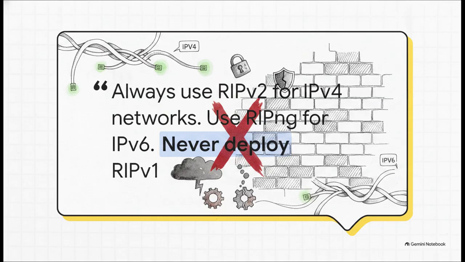Never deploy RIPv1 in any new environment. I mean, they do not mince words here. RIPv1 is completely obsolete. No subnet mask support, no authentication. It's just an operational disaster. Seriously, never ever deploy it in a new network today.